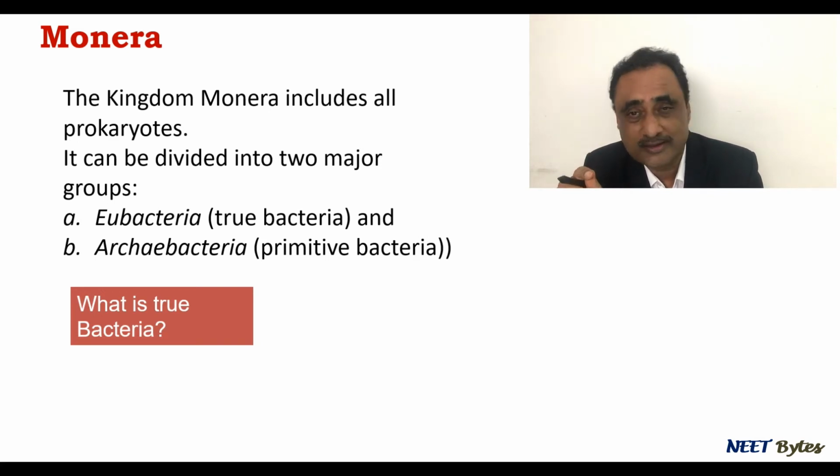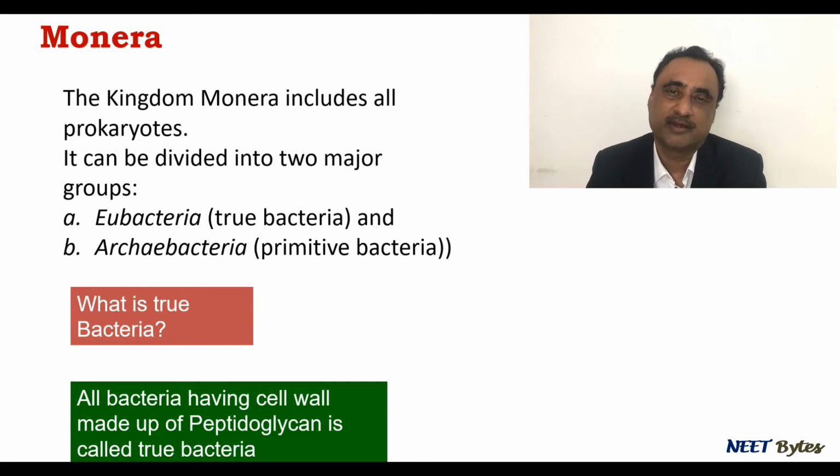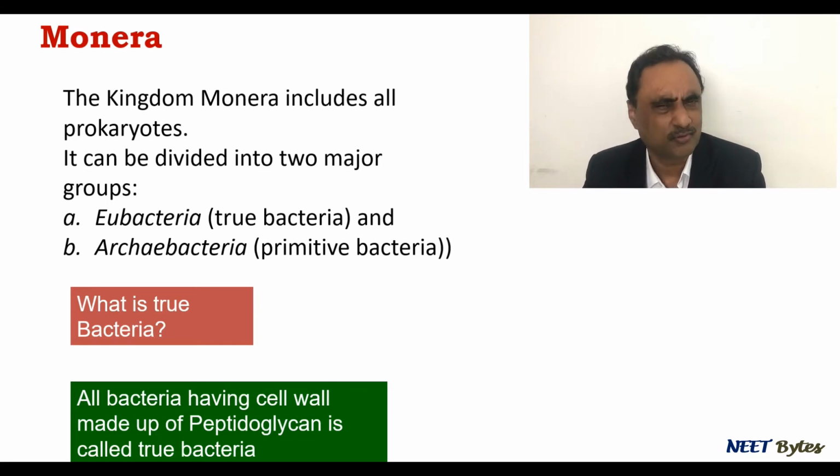All those bacteria in which the cell wall is made up of peptidoglycan are called true bacteria. There is only one group of bacteria in which the cell wall is not made up of peptidoglycan, and that is archaebacteria. Otherwise, all bacteria are true bacteria. So once again I would like to repeat, the criterion to define a true bacteria is the presence of a cell wall made up of peptidoglycan.